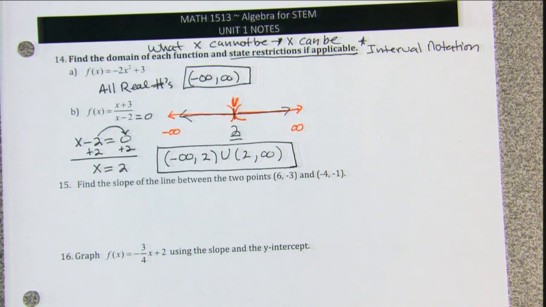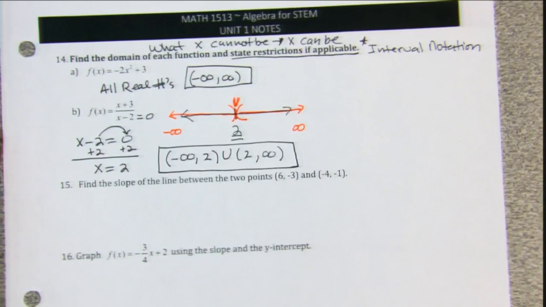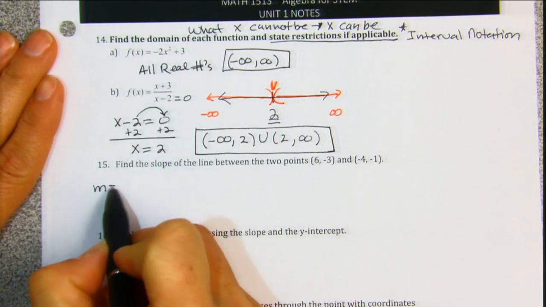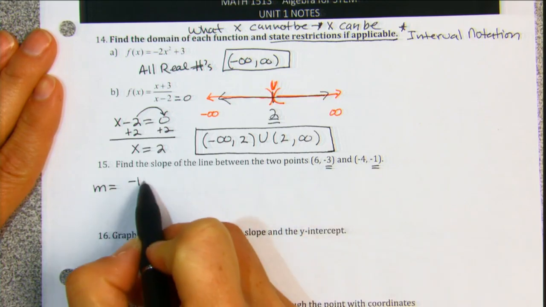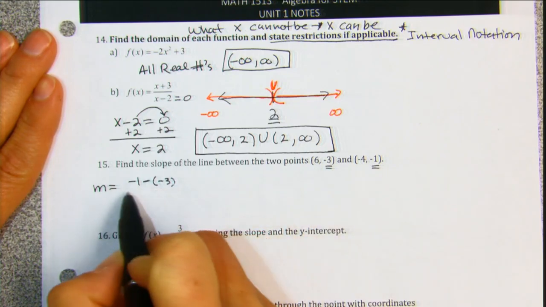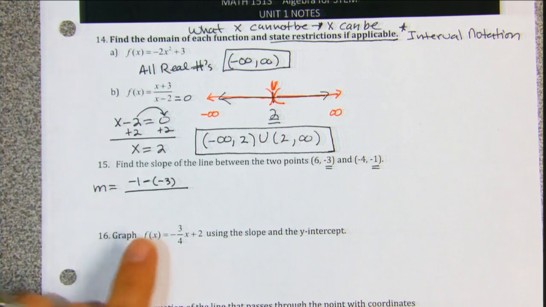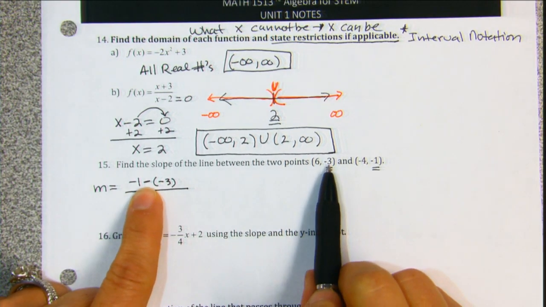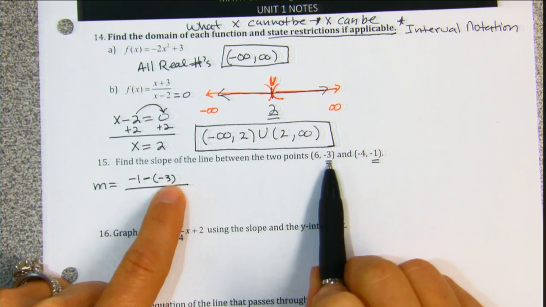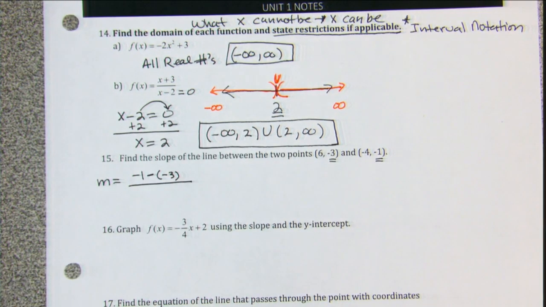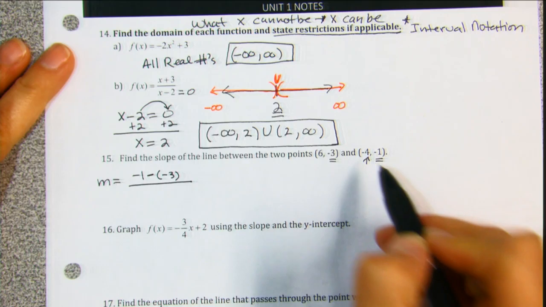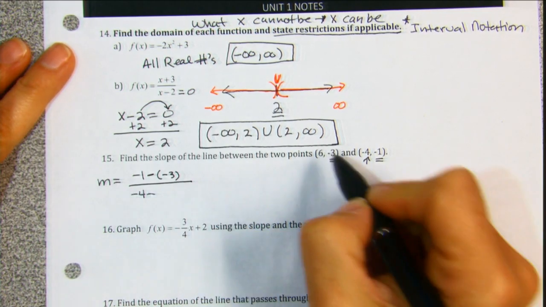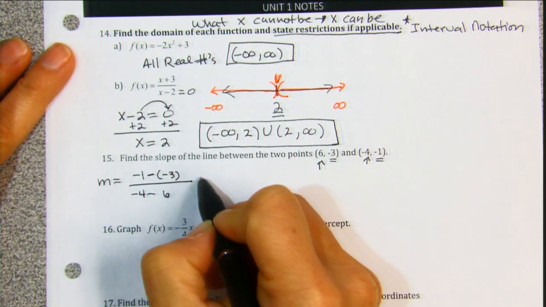We do have a problem where you get to just tell me the slope. So remember, that's taking your second y, negative 1, minus your first y, which is a negative 3. So minus is in the formula, but your first y was also negative, so you put it in parentheses. In the denominator, you're taking your second x, negative 4, minus your first x, 6.